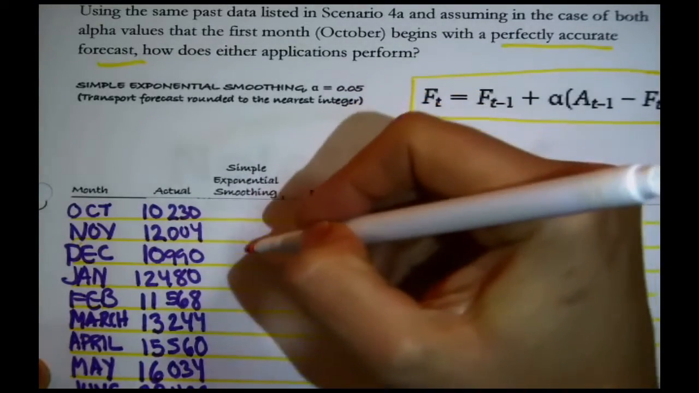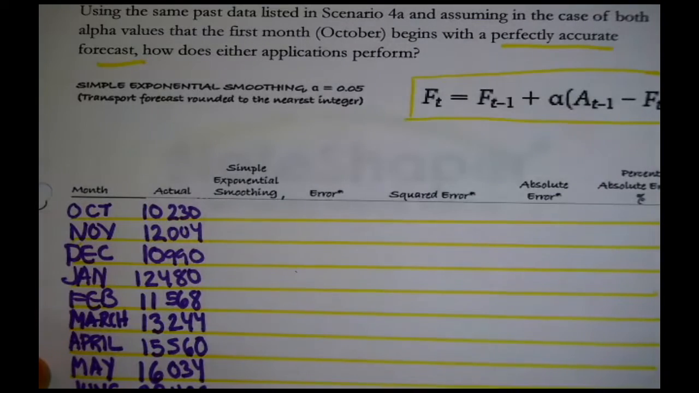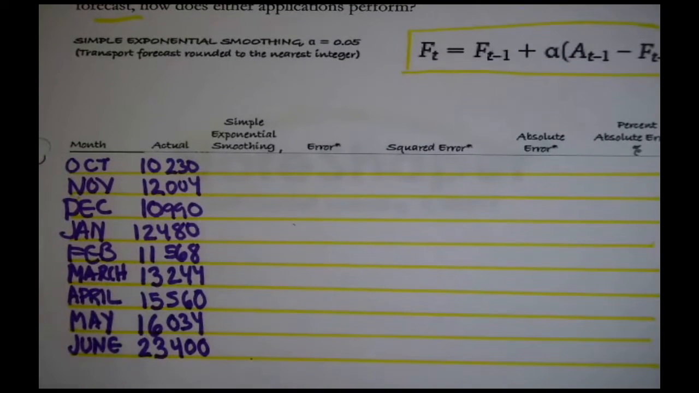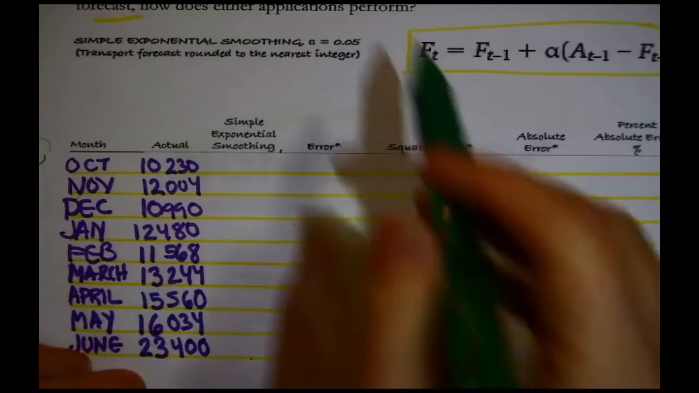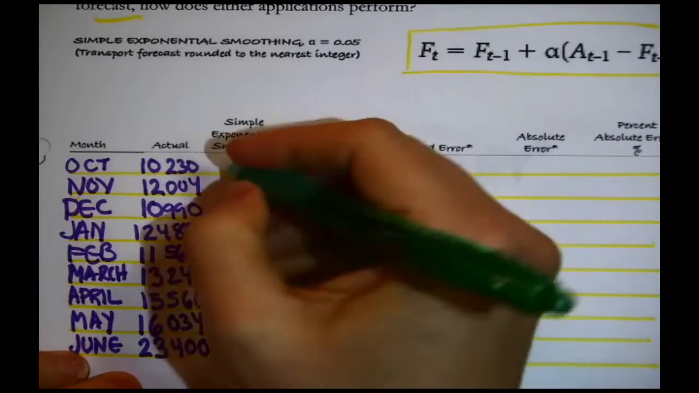Now, next, we determine what the forecasts would be. We determined what the forecasts would be to get started. That was that strange statement that in the first month, October, begins with a perfectly accurate forecast.